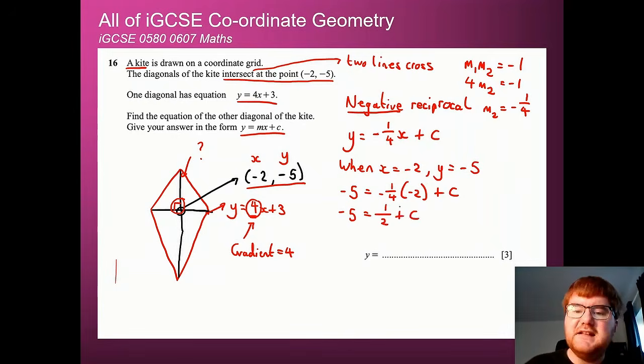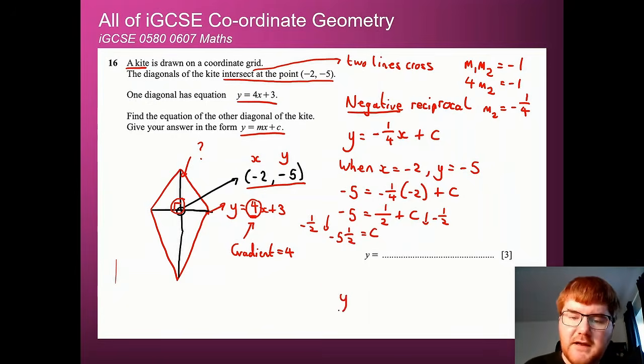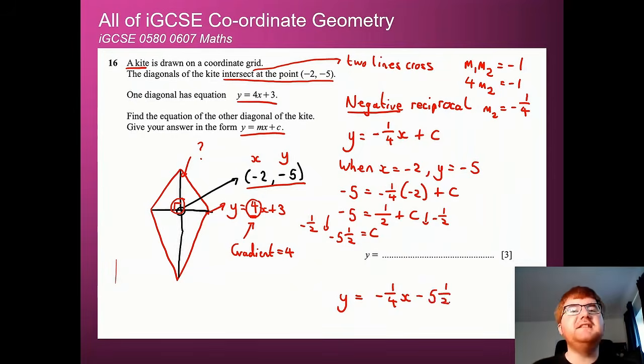And so if we want to get c on its own, what's the opposite of adding a half? Well, minusing a half on both sides. That then gives us minus 5.5 is equal to c. So our answer will be y equals minus a quarter x minus 5.5, but we don't generally write it as a mixed number. We generally write it as an improper fraction.